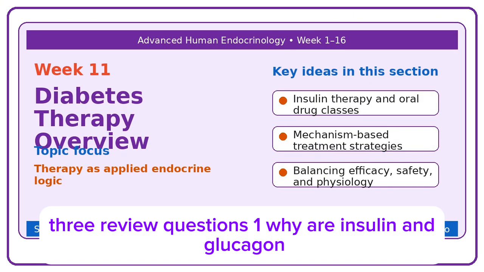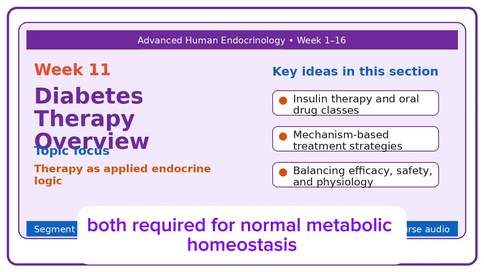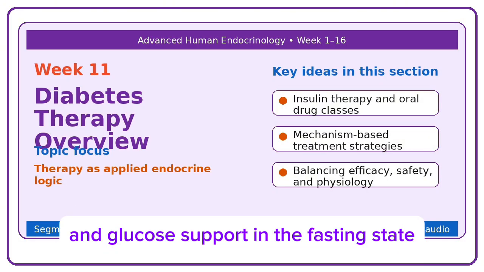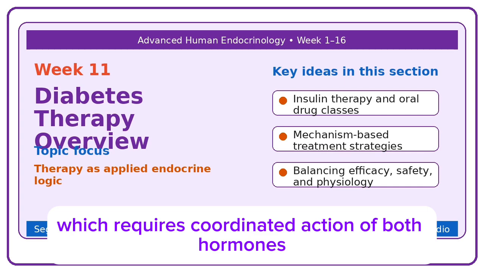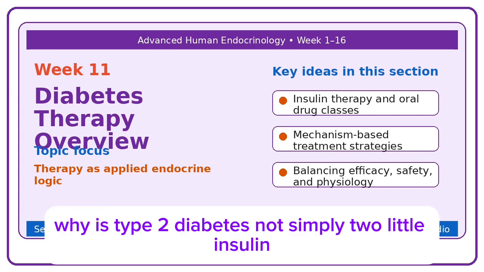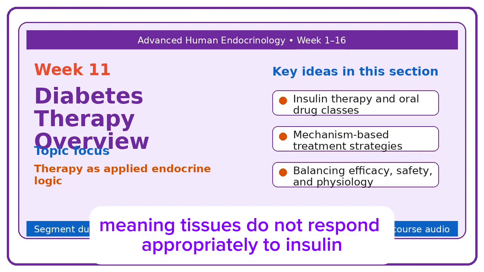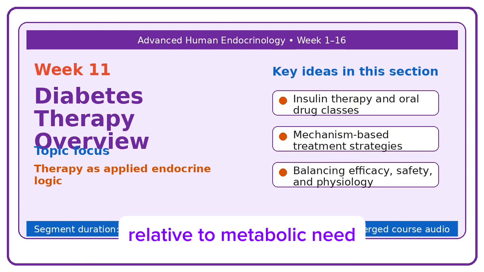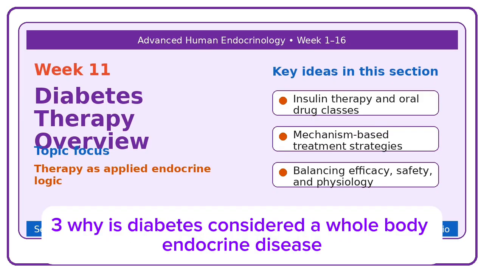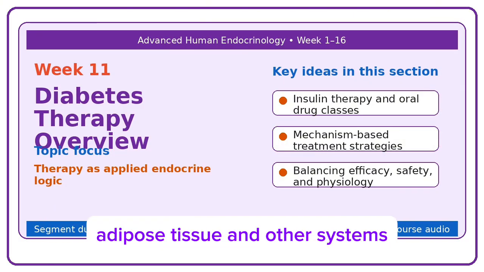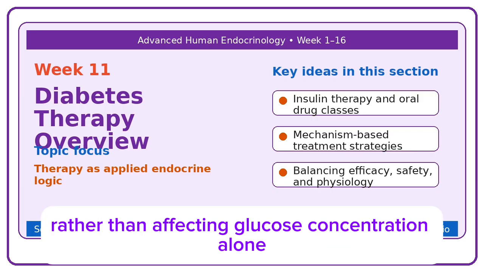Review questions. 1. Why are insulin and glucagon both required for normal metabolic homeostasis? Because the body must regulate both nutrient storage in the fed state and glucose support in the fasting state, which requires coordinated action of both hormones. 2. Why is type 2 diabetes not simply too little insulin? Because the physiology often includes insulin resistance, meaning tissues do not respond appropriately to insulin relative to metabolic need. 3. Why is diabetes considered a whole body endocrine disease? Because it alters coordinated metabolism across liver, muscle, adipose tissue, and other systems, rather than affecting glucose concentration alone.